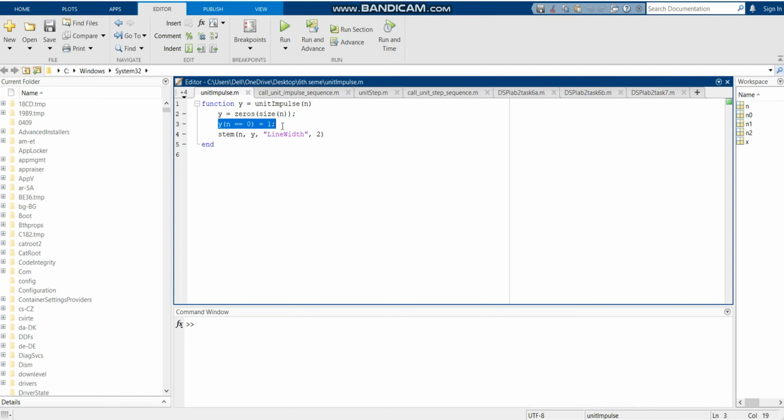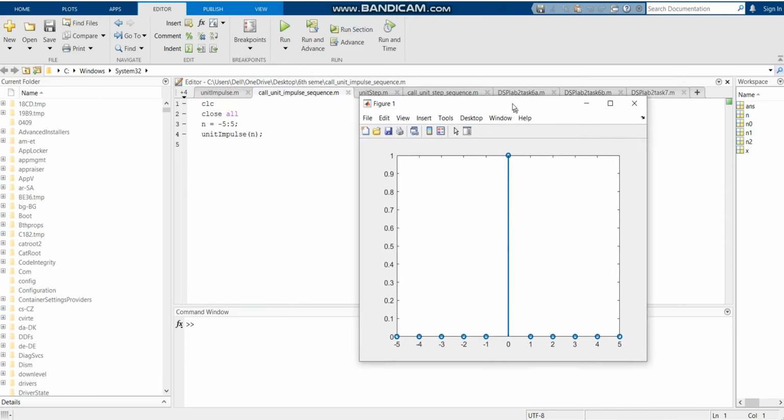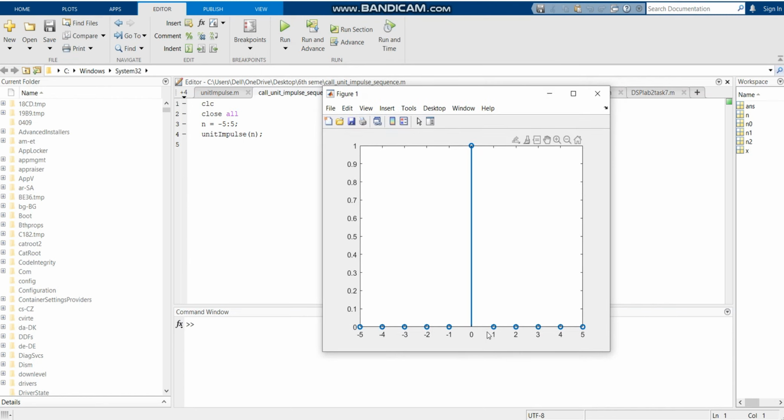The function utilizes a stem command to plot the generated impulse signal, where the x-axis represents the indexes n and the y-axis represents the y vector. This results in a concise and visually intuitive representation of the unit impulse signal centered at the specified origin, which is 0. So let us call the function of unit impulse. Here we can see that this unit impulse signal is represented, which exists at the index 0.